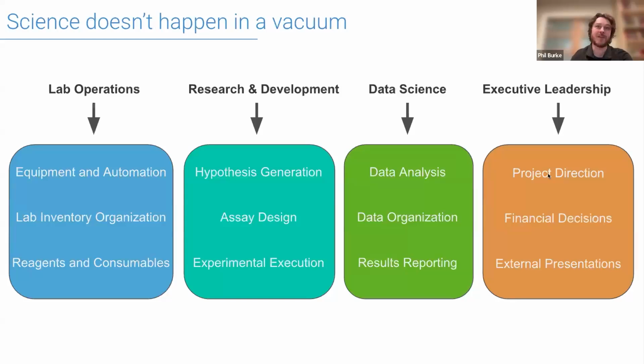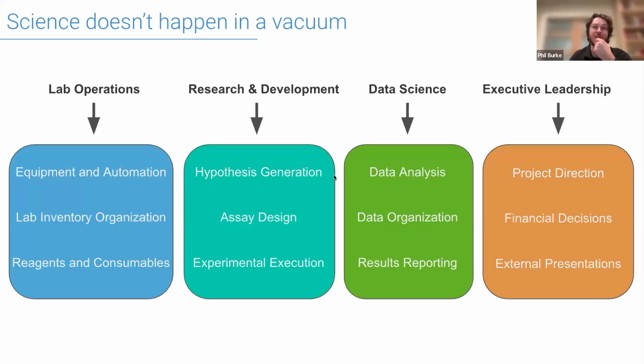So when we think about the archetypal biologics R&D team, you've got a lab operations group, which is doing your equipment, your automation, your reagents. You probably have, well, I hope you have, a research and development group that's doing hypothesis generation and assay design and execution. A data science group that's probably doing more of the high level data analysis, data organization, maybe making some of the plots and scripts that you're using. And then you've got a leadership group. Here I'm thinking more of your PI or your CSO, somebody who is making the final call on what project directions you should be pursuing, and someone who's carrying the weight of making the financial decisions.